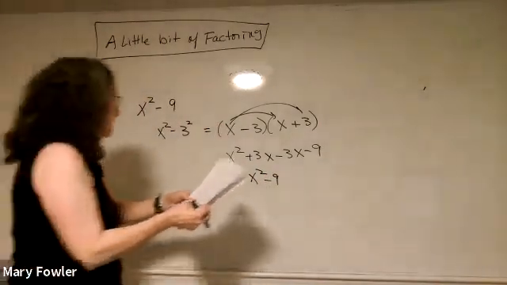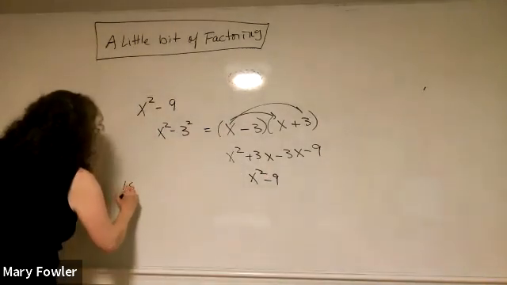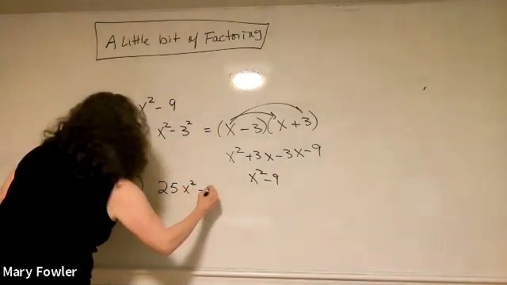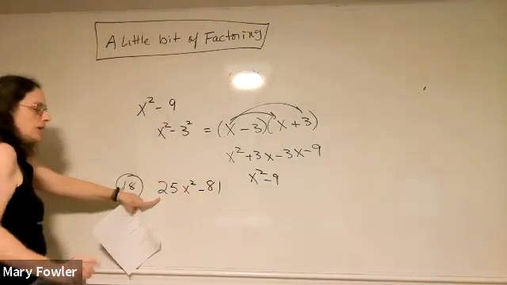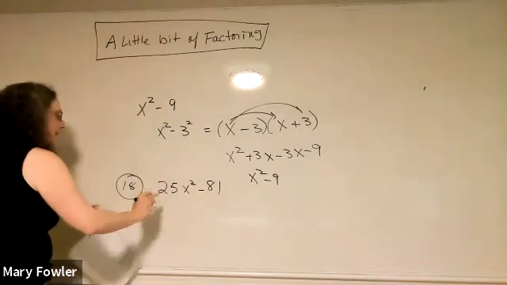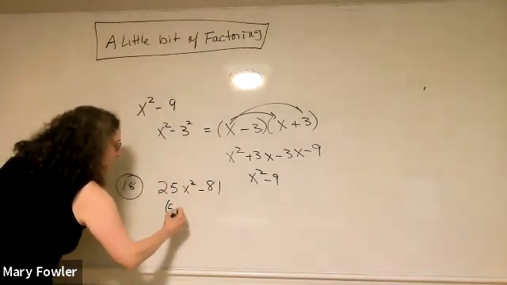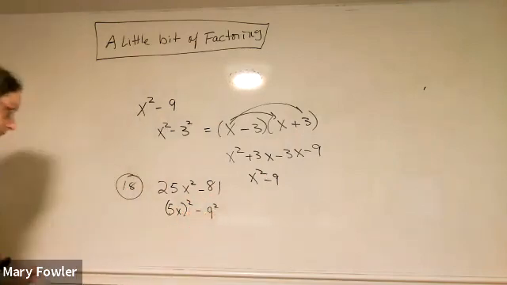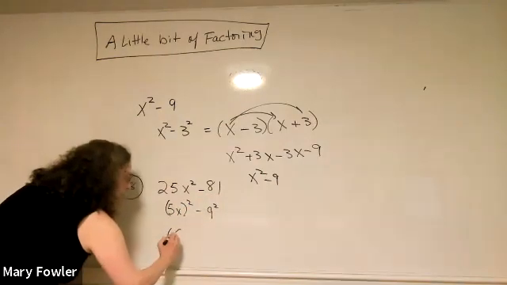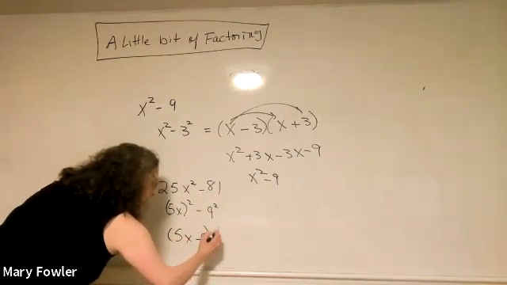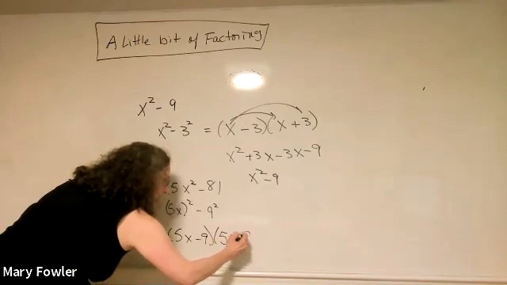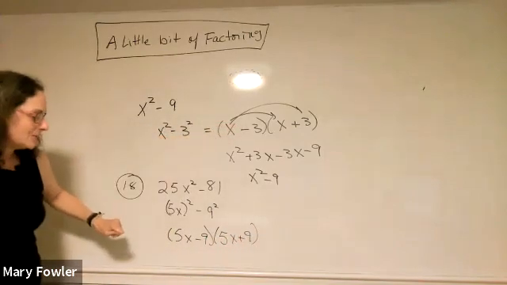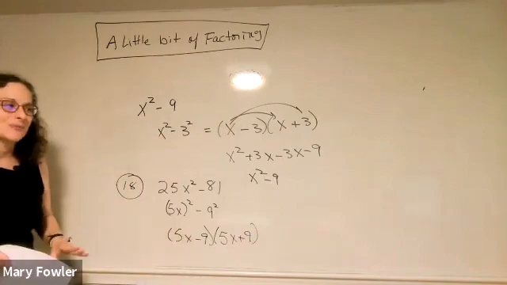Let's go ahead and look at number 18. We're looking at 25x squared minus 81, where we can recognize 25x squared is (5x) squared and 81 is 9 squared. So this is going to be 5x minus 9 times 5x plus 9, and your check would be to multiply through. When you do, you'll see your middle term will cancel.